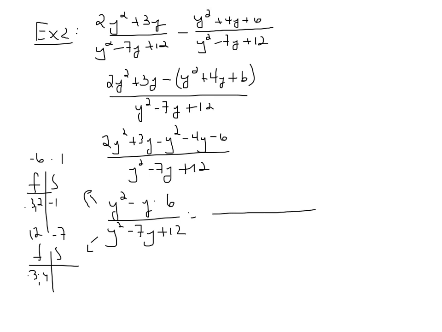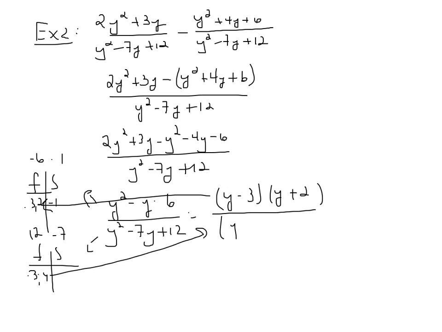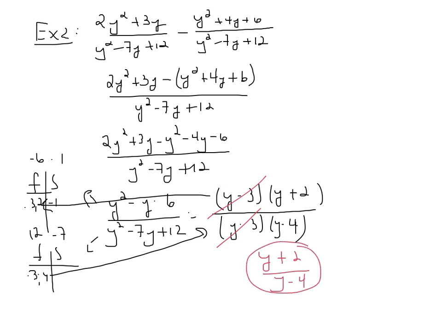Because leading coefficients are 1, we can go straight to factored form. Y minus 3, y plus 2. Remember, that's coming from here. And then these numbers give us y minus 3, y minus 4. And we can cancel the y minus 3's, leaving us with y plus 2 over y minus 4. And that's as much as we can do, and that's all there really is to say about adding and subtracting if you have the same denominator. We love it when we have the same denominator.